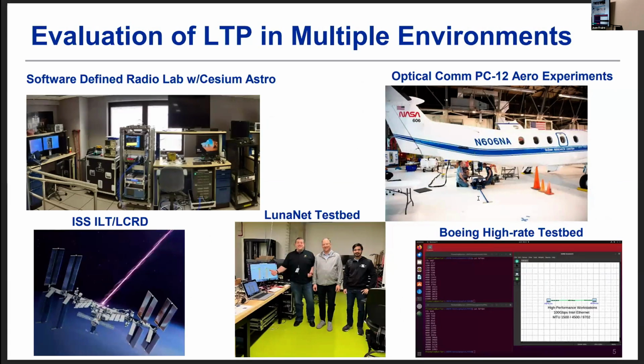We've evaluated LTP in multiple environments. I've talked about the LCRD experiment, and we're also working on an optical comm experiment with our PC-12 aircraft that's using a commercial optical terminal. We also have a software-defined radio lab that uses the Cesium Astro SDR FlatSat. It's a flight-like radio. And we also have a LunaNet test bed that is multiple Raspberry Pis, and we use the Netropy network emulator to add delays similar to the lunar environment. And then finally, Fred has tested our LTP in his own 100 gigabit per second test bed, and he's going to get into a lot of detail on that.